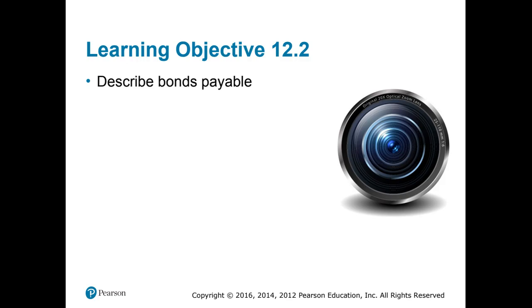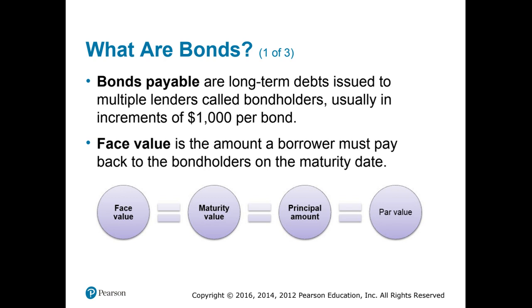All right, so next we're going to talk about bonds payable. So bonds are long-term debts that are issued to multiple lenders, and those lenders are called bondholders. And usually they're in increments of $1,000 per bond. Face value is the amount a borrower must pay back to the bondholders on the maturity date of the bond. So face value equals maturity value equals principal amount equals par value.